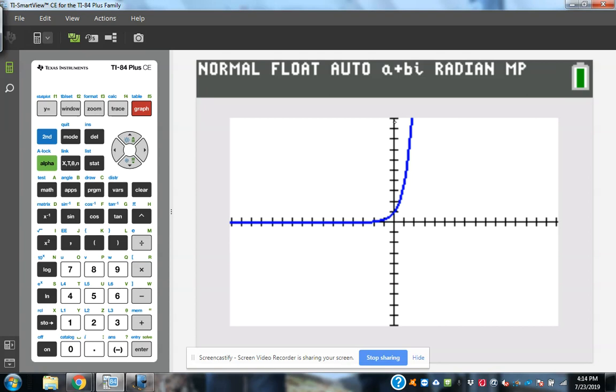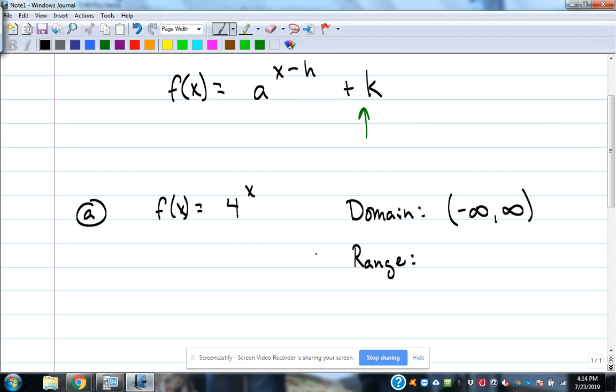So when we look at this graph, we can see that it hugs the x-axis and then it goes up as you read it left to right. So the range for this is going to be from 0 to positive infinity because it's going up. And we're going to put a parenthesis on the 0 there.